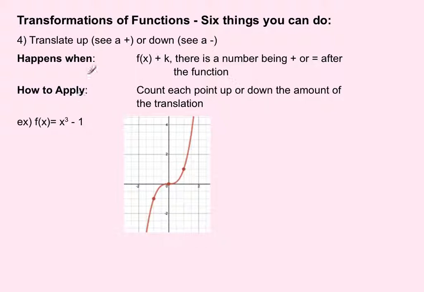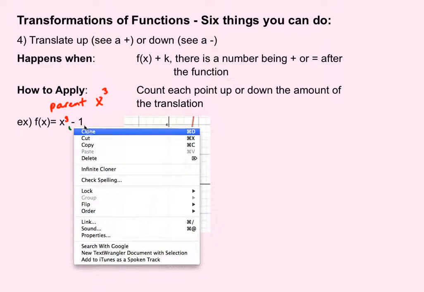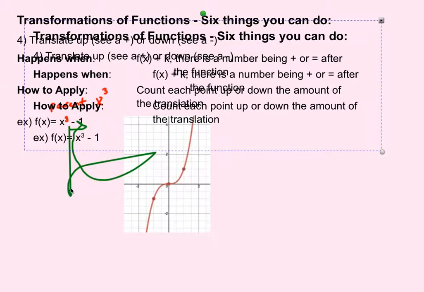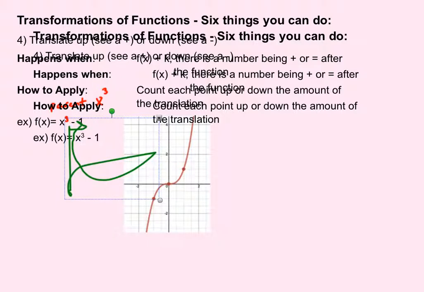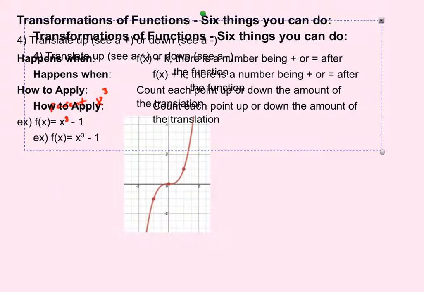So this right here, red, this 3 is telling me that the parent is cubic, x cubed. So that's where I got these points from. I did my table for x cubed, where I just remembered it went through 0, 0, 1, 1, -1, -1. Then this guy here at the end is outside of my graph.